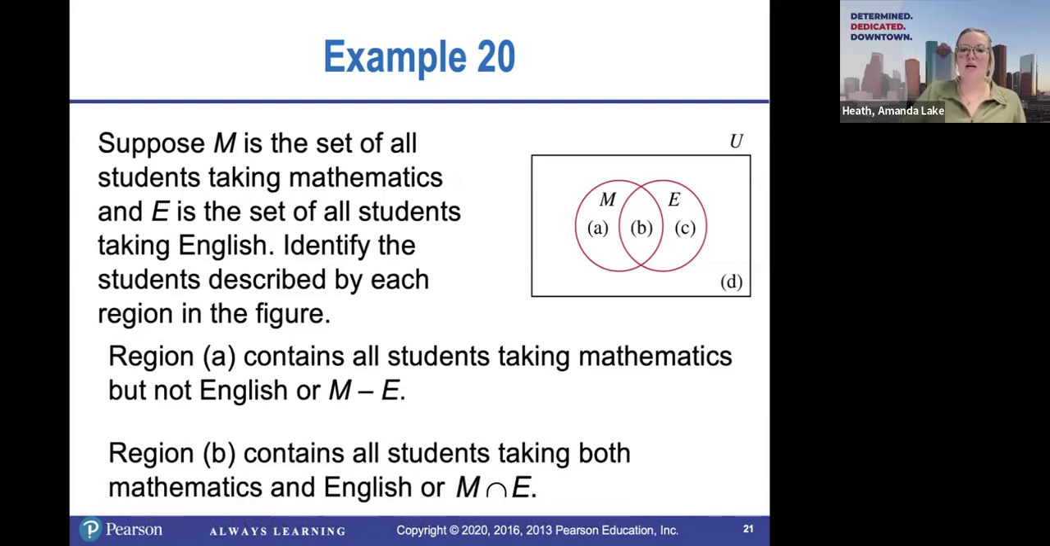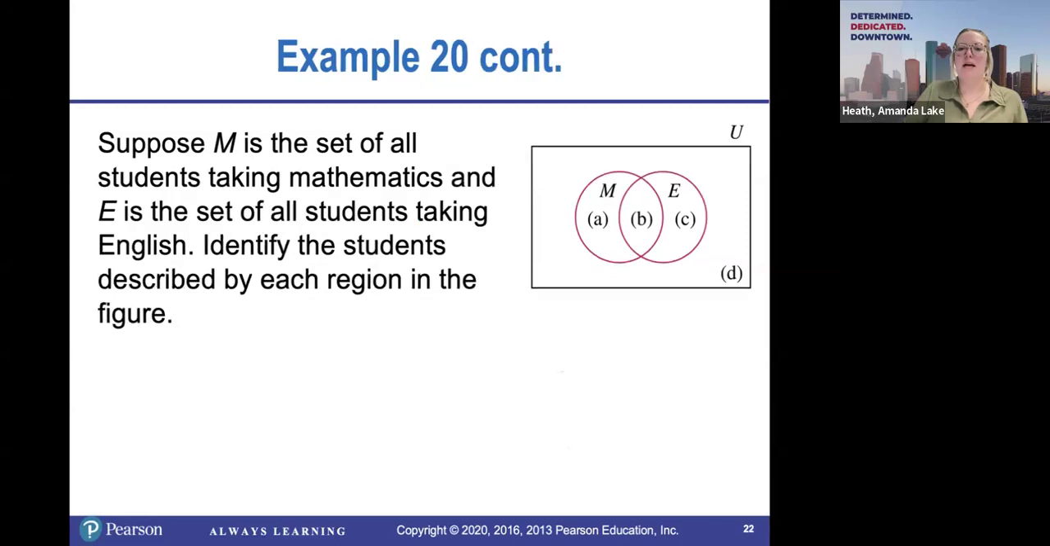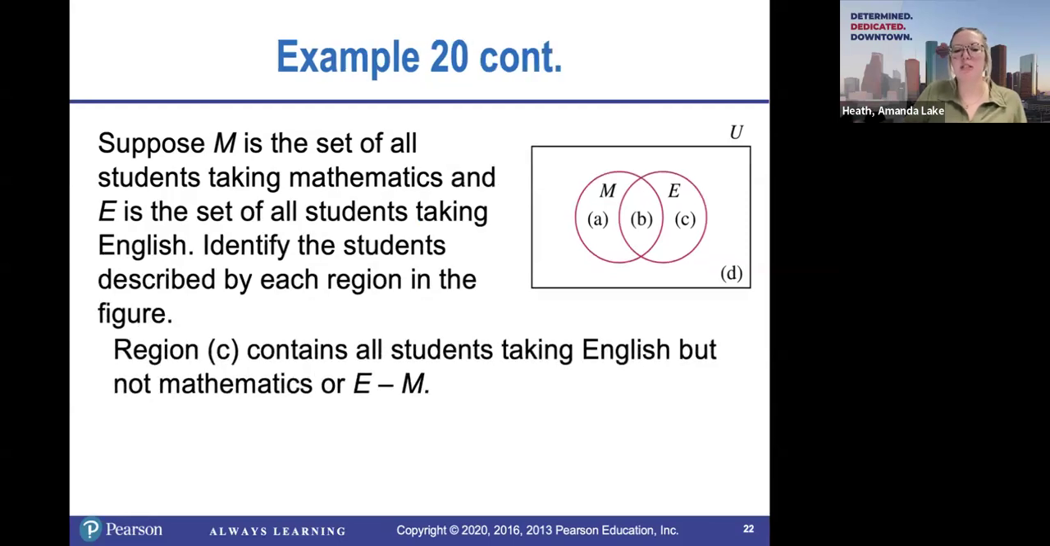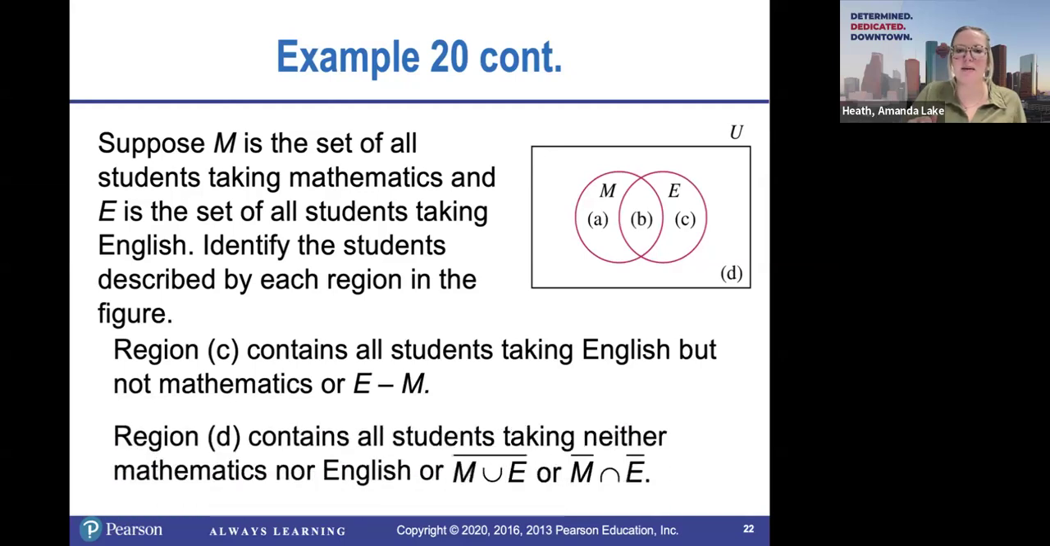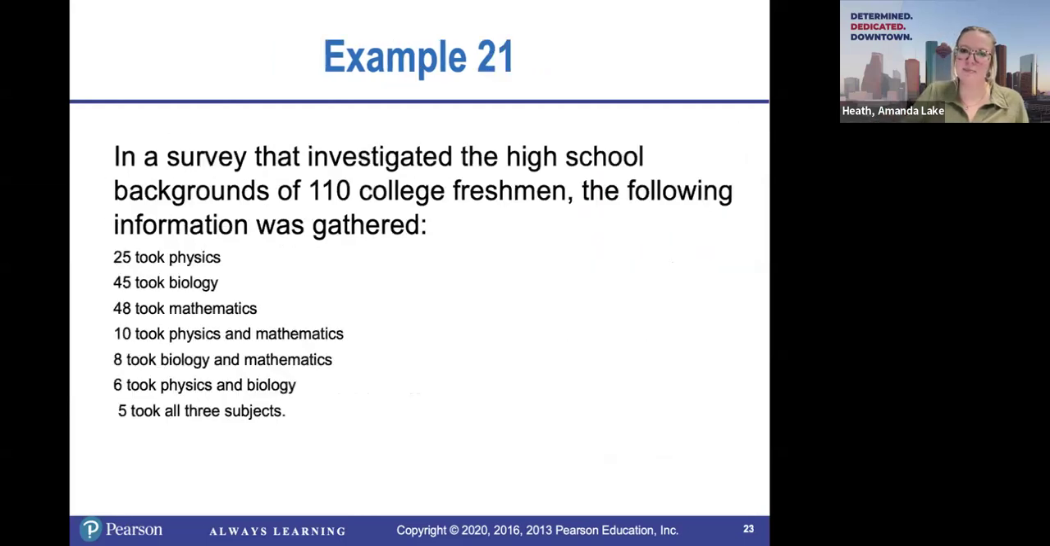Region B would be all of the students taking both math and English, so that intersection. And then C is going to be all of the students taking English, but not taking math, or the difference between E and M. And then finally, D is the universal set. So all the students who are not taking math or English. So this is the complement of M union E, or the complement of M intersect the complement of E.